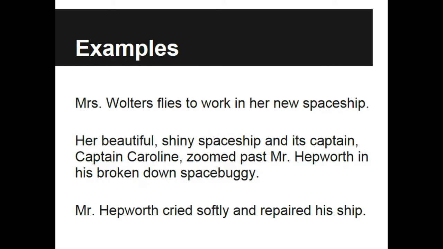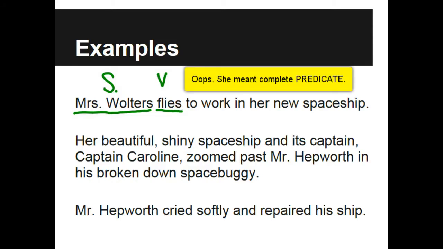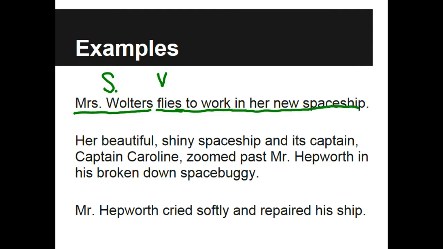All right, so here are a few examples. If I'm looking at this sentence, Mrs. Walters flies to work in her new spaceship. The simple subject is Mrs. Walters. There are no adjectives describing Mrs. Walters, so it is also my complete subject. The verb is flies. That would be my simple predicate or my simple verb, but my complete predicate would include where I fly. Flies where? I fly to work. How? In my new spaceship. So that whole long ending is my complete predicate.